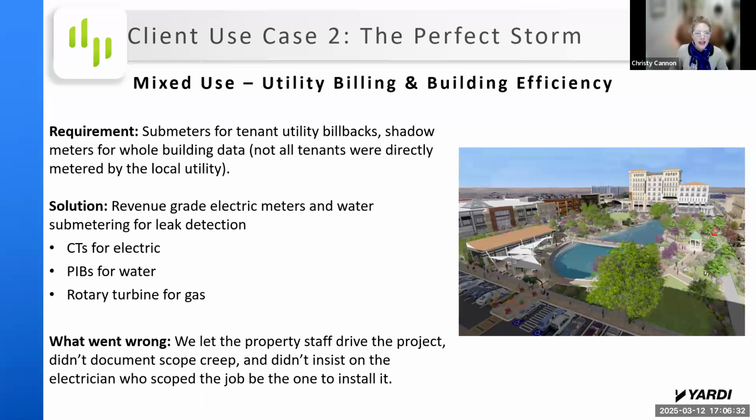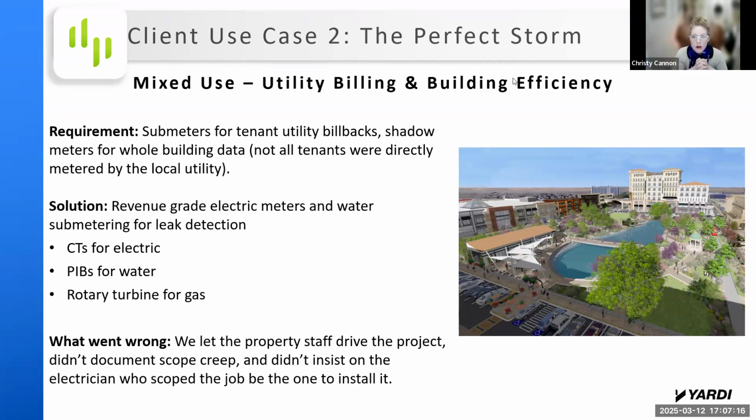Okay, so the second site that we're going to talk about, let me move my, sorry, I've got this black box over here. It's a multifamily site, and for them, it was building efficiency that they were working through. So a lot of our clients have public ESG goals, sustainability goals, net zero goals, things like that. And so for this client site, for just their common area meters, they were wanting to do some shadow meters on that. Then they did have some tenants that were directly metered by the local utility, but some weren't. So there were some tenant submeters that needed to be installed as well. But for those, they had to be revenue grade because they were being used to bill back utility costs.